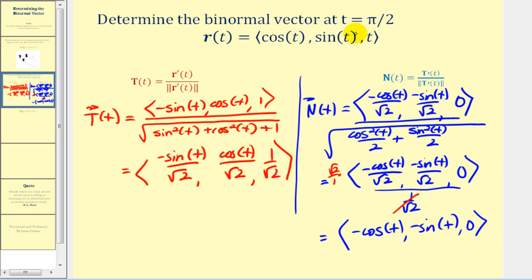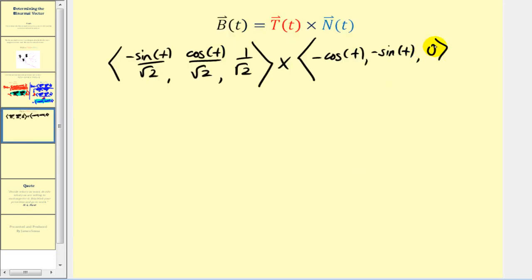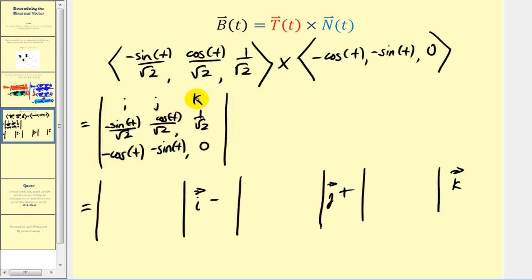So now to find the binormal vector-valued function, we're going to have to cross this vector and this vector, and then we'll evaluate that at t equals pi over 2. Let's do that on the next slide. We'll determine this by evaluating a 3 by 3 determinant. The first row is i, j, k, the second row is the components of the first vector, and the third row is the components of the second vector.